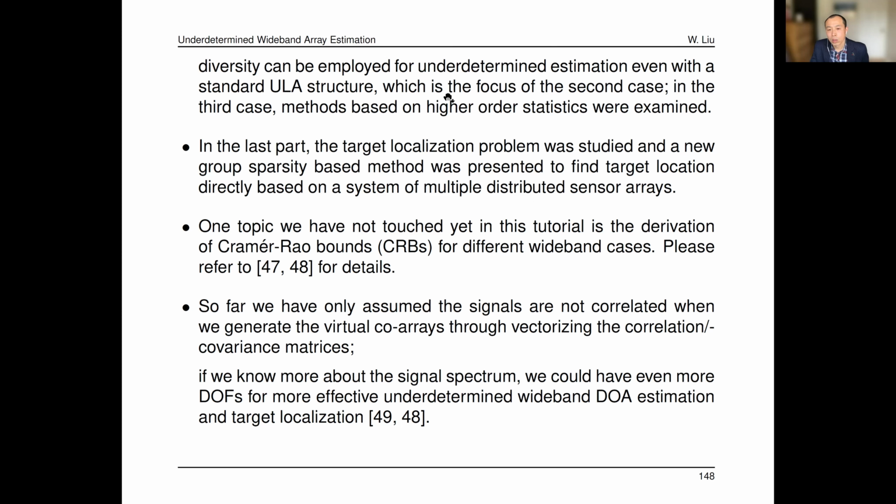You can apply focusing to all wideband methods, basically. In the last part, the target localization problem was studied, and a new group sparsity-based method was presented to find target locations directly, based on a system of multiple distributed sensor arrays. One topic we have not touched in this tutorial is the CRB derivation. We didn't provide the CRB in the simulation results, but if you are interested, you can refer to these 2 references for the detailed derivation of CRBs for all cases.